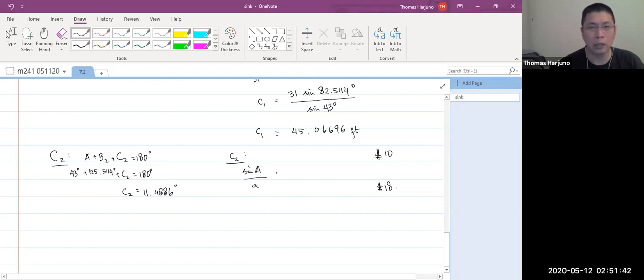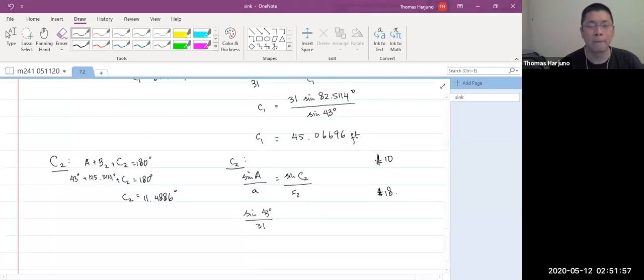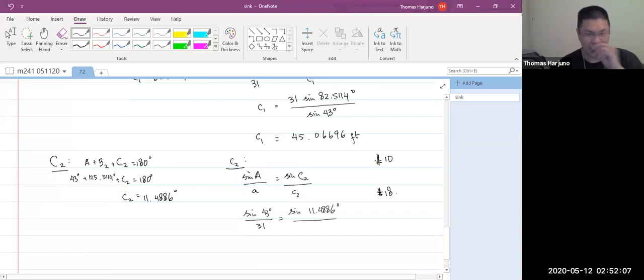So sine A over A equals sine C2 over side C2, sine 43 degrees over 31. Is it 31? Equals sine 11.4886 degrees over C2.